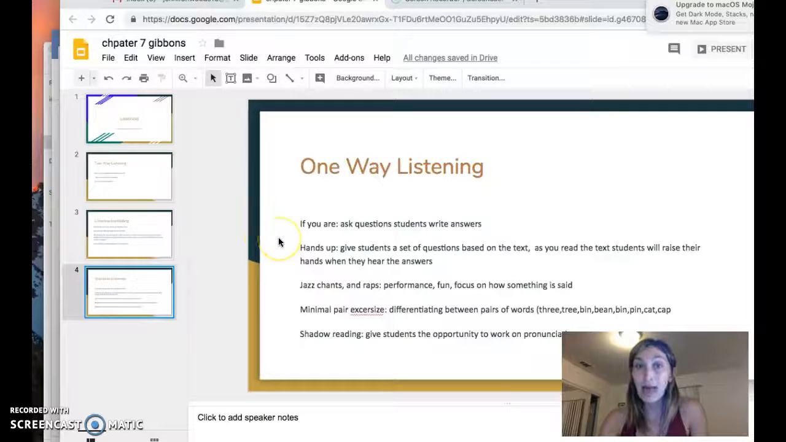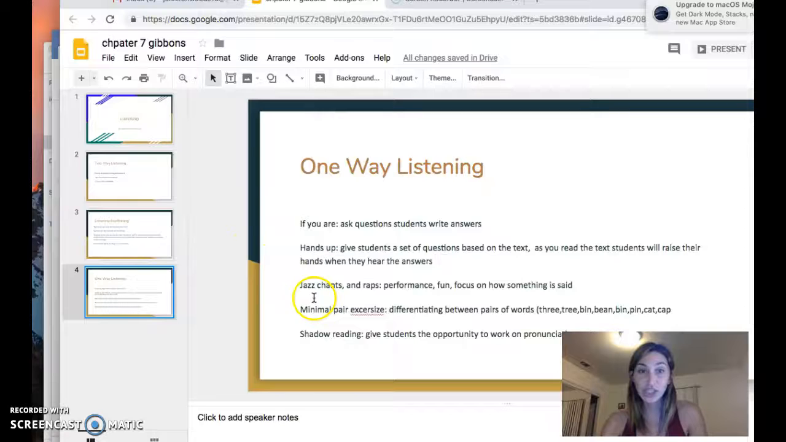So the first one is ask questions and student writes the answers. And I know when I was getting tested, I still remember this, when I was getting tested for an IEP, they actually had me do that. And me as a native English language learner, that was difficult. But it's great practice in learning the English language. And then the hands up, when you give students a set of questions based on the text. As you read the text, students will raise their hands when they hear the answers. That ensures that they're engaged, or at least catching on to a word that they understand.